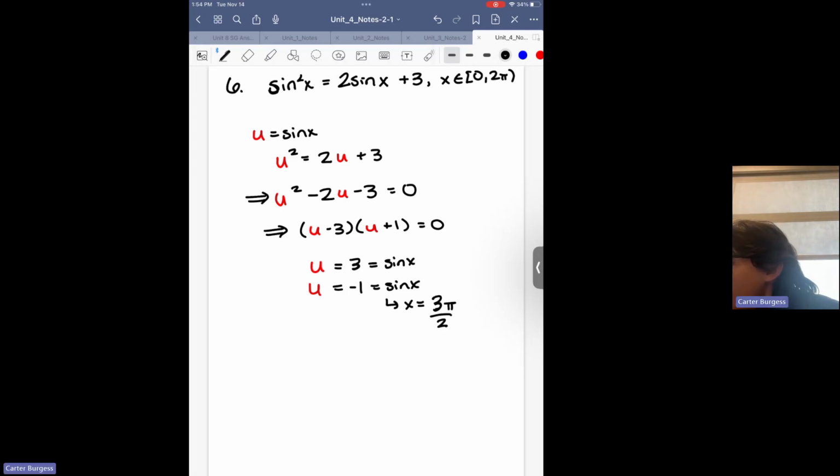Okay. And then sine of what angle? What angle has a y value of 3 associated with it on our unit circle? Is there an angle that has a y value of 3 associated? No, 3 is way too big, right? Sine of x can only ever be between -1 and 1. And so this, in fact, does not give us any solutions. The only solution that we get is this 3 pi over 2.